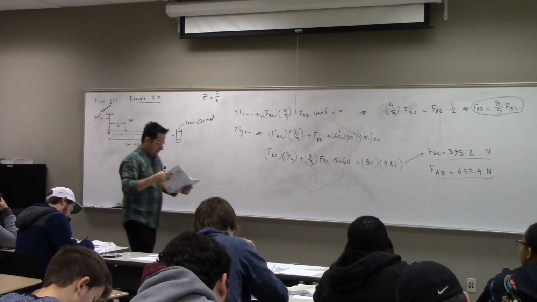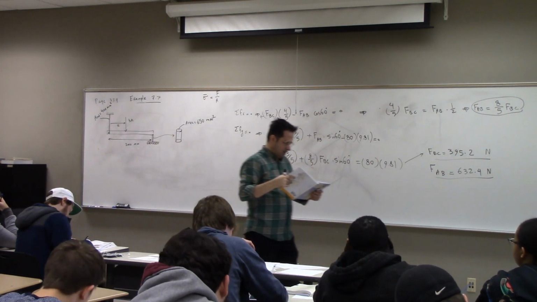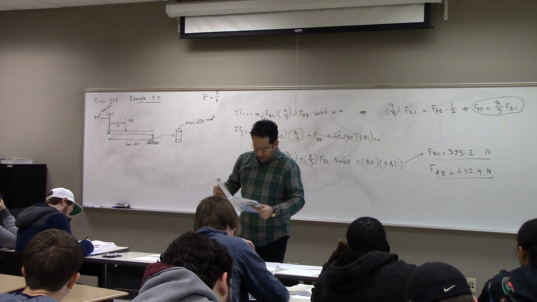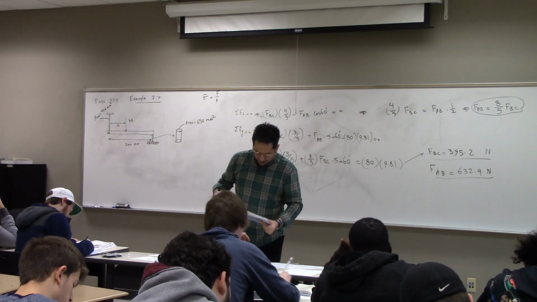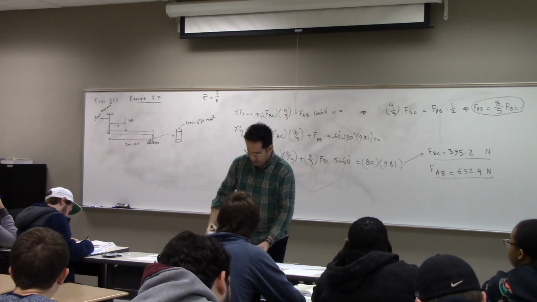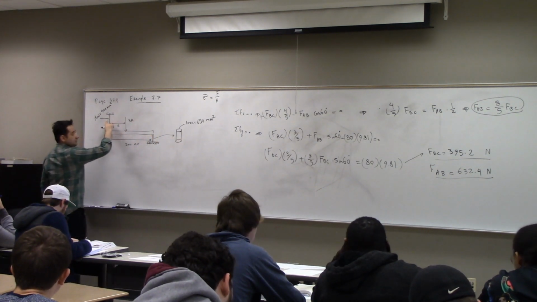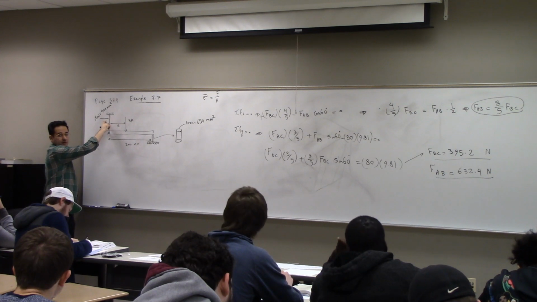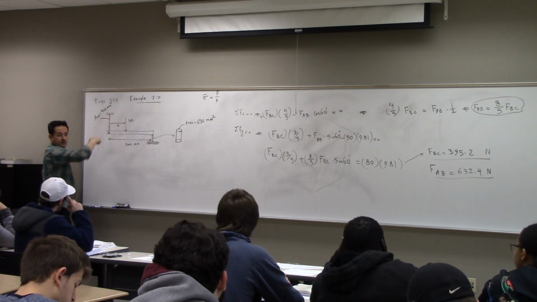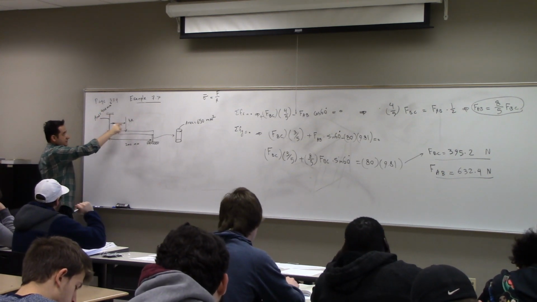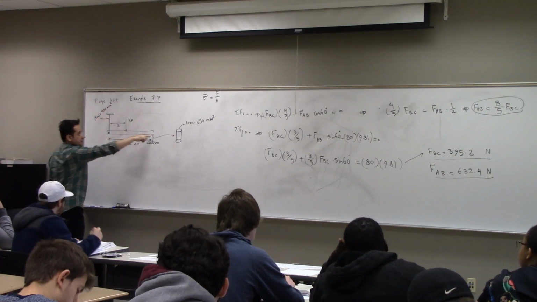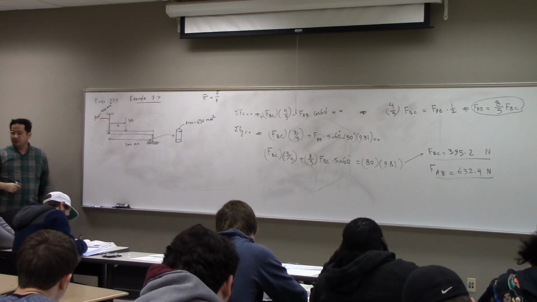So it says find the value of X such that the normal stress in this column becomes equal to the tensile stress in this rod. So it says find X such that the stress here and here become equal. So what should I do?